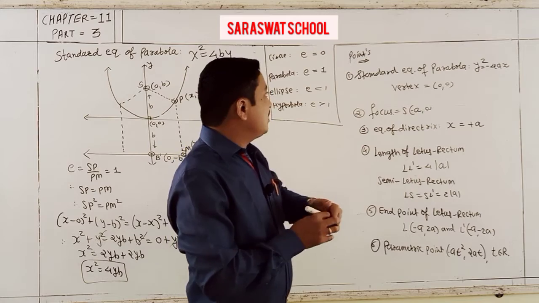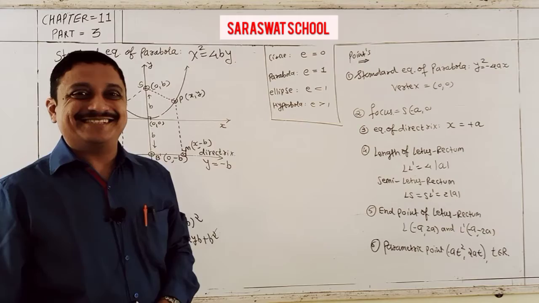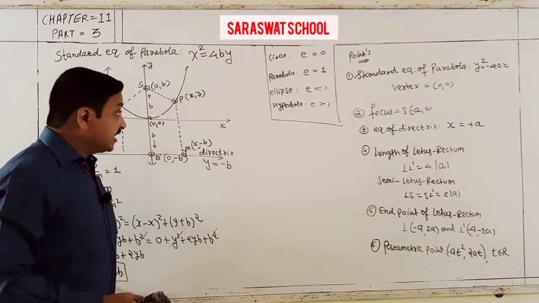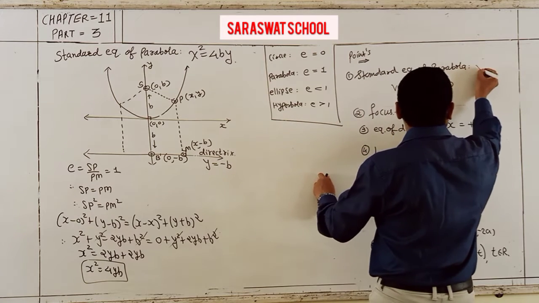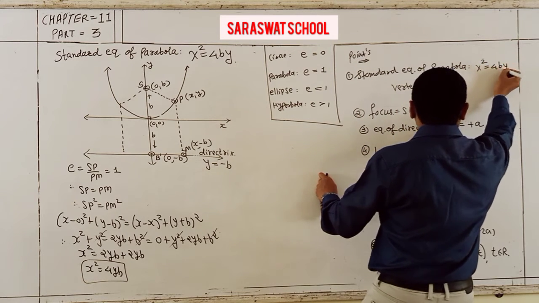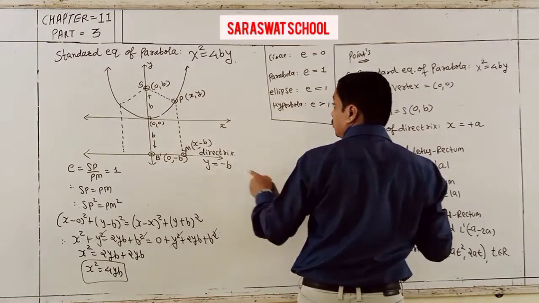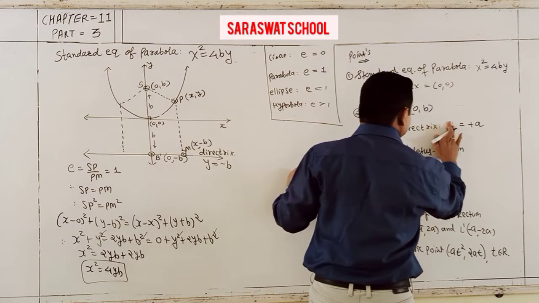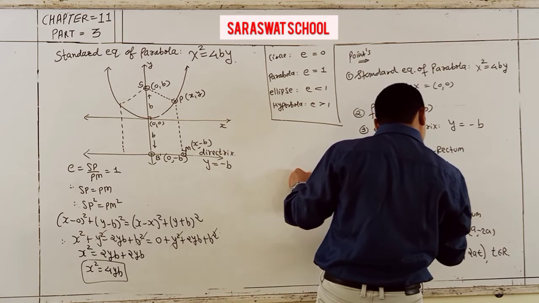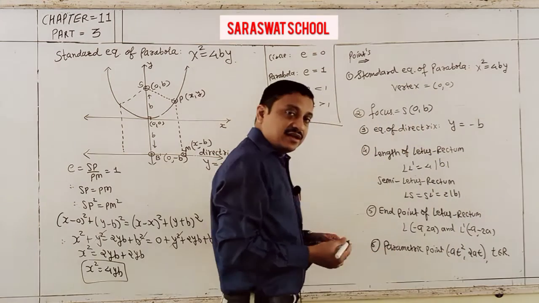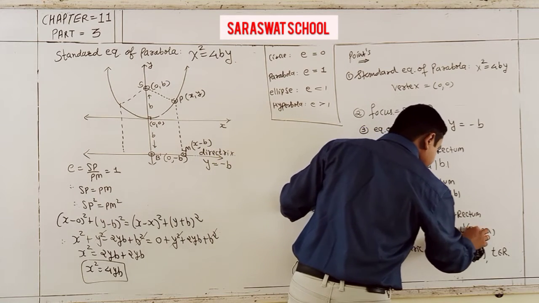Now after this, students, I will cover the parabola's standard form and equations easily. So now, students, I will go to the standard equations of parabola. You can write down x square is equal to 4by, vertex (0, 0) same. Focus changes now, it is (0, b), that's your focus. Now the equation of directrix, y is equal to -b. Length of latus rectum 4b, semi latus rectum 2 modulus b, and this is a change, the end points of latus rectum.